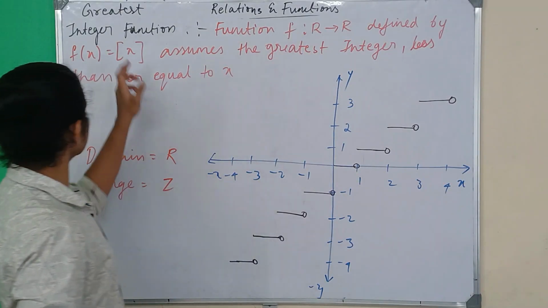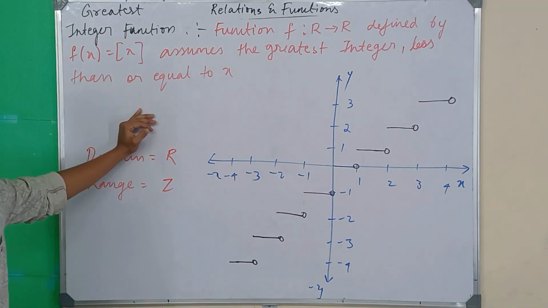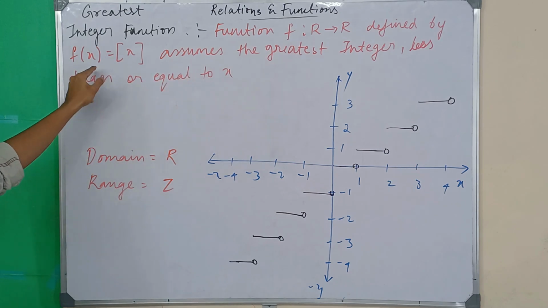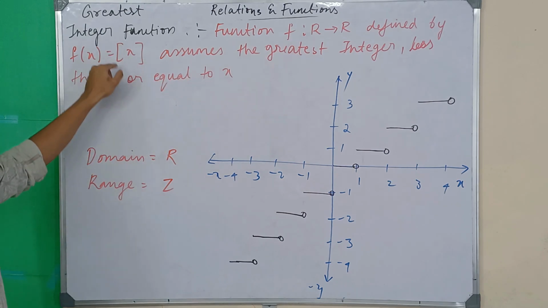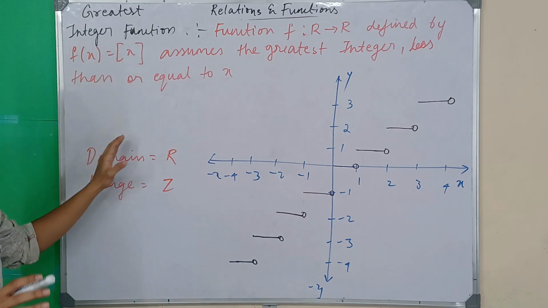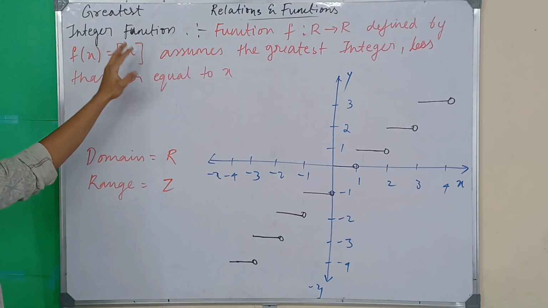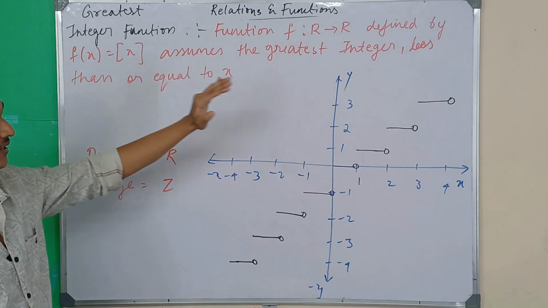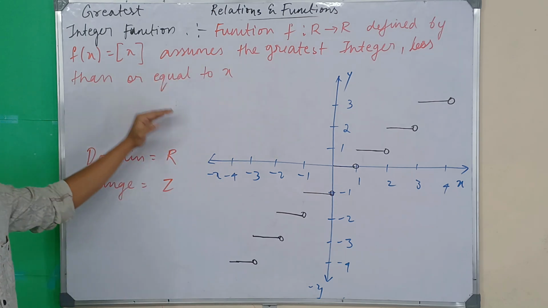So the last type of function is the greatest integer function. This function is also called the box function. It is defined as a function f from R to R defined by f of x equal to box x. This bracket we write, and we call it box x, the box function. So greatest integer function or box function assumes the greatest integer less than or equal to x.